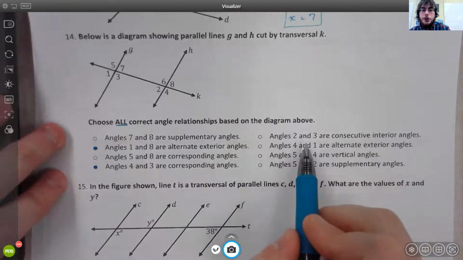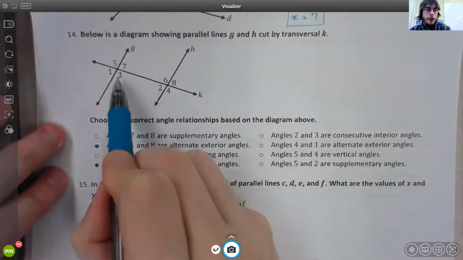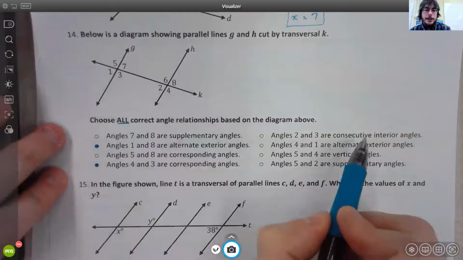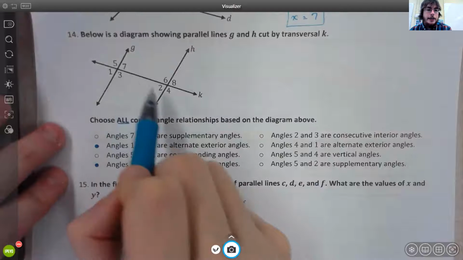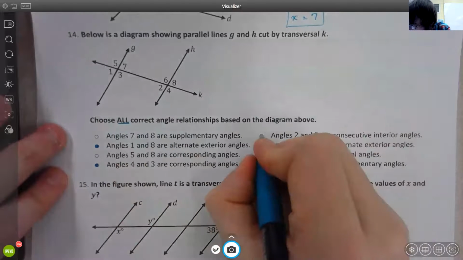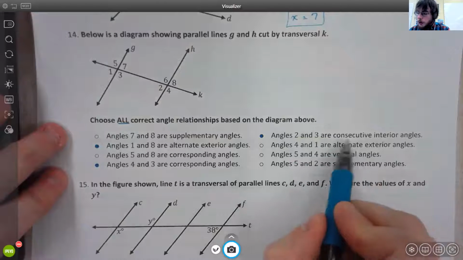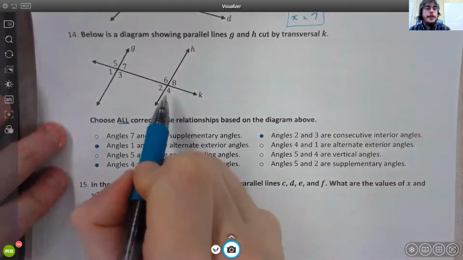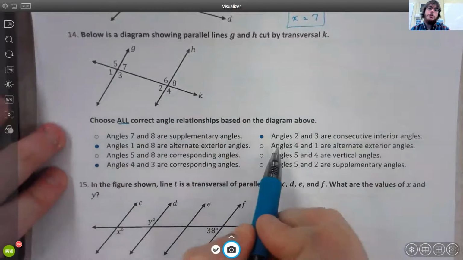Next up, angles 2 and 3 are consecutive interior angles. So we have 2 and 3. Remember that consecutive means the same thing as same side. Are these on the same side? Yes, they're on the same side of the transversal, and they're both in the interior. So 2 and 3 are consecutive interior angles. Next one, angles 4 and 1 are alternate exterior angles. So remember, alternate means opposite sides, but we see that 4 and 1 are on the same side. So we know that this one cannot be true.